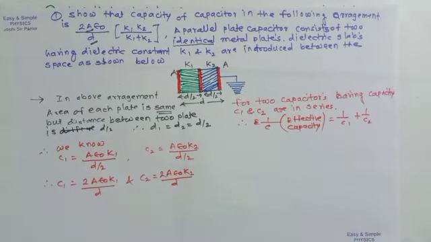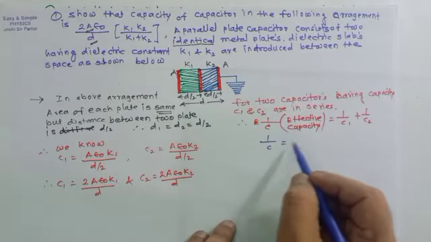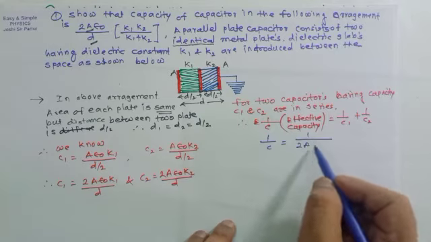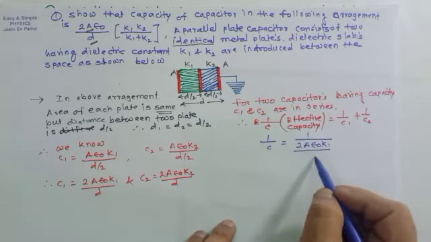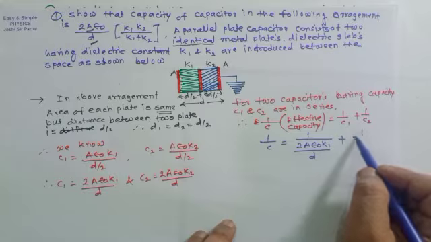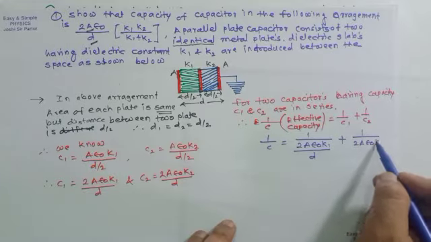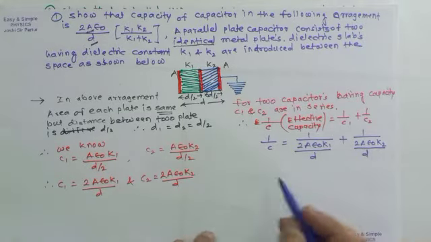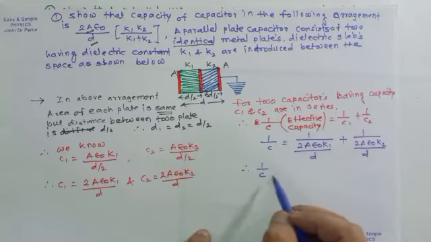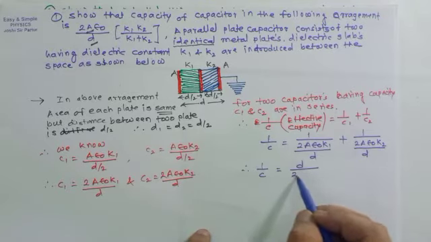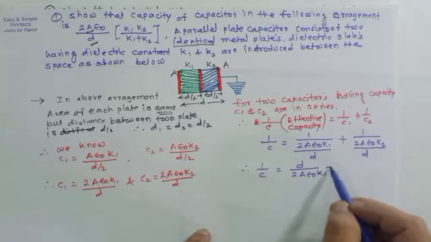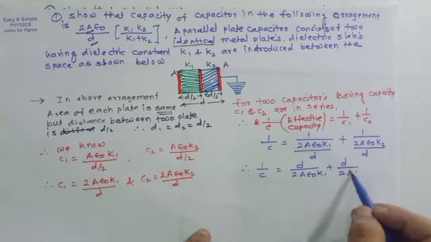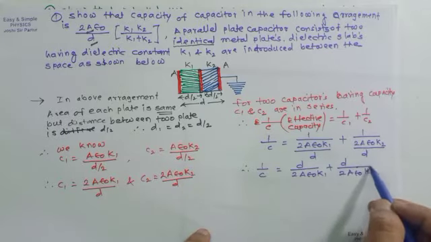If we substitute the two values in the effective capacity, we can write 1 upon C equal to 1 upon 2 times A epsilon 0 K1 upon D plus 1 upon 2 times A epsilon 0 K2 upon D. By shifting D to the numerator, we can write 1 upon C equal to D upon 2 times A epsilon 0 K1 plus D upon 2 times A epsilon 0 K2.